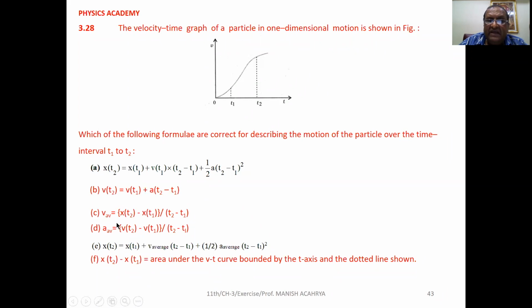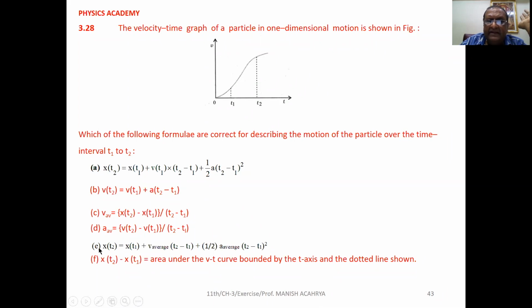Then v average, that is x at t2 minus x at t1 upon t2 minus t1. That is the generalized definition, so it is applicable everywhere. Similarly, average acceleration, that is change in velocity in the given time interval upon time interval. Again, that is the generalized definition, so it is applicable everywhere.